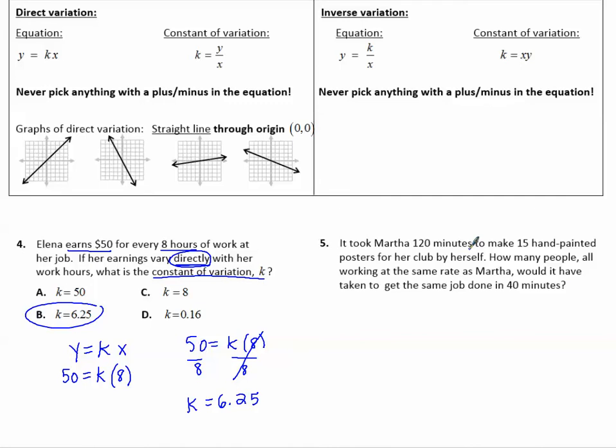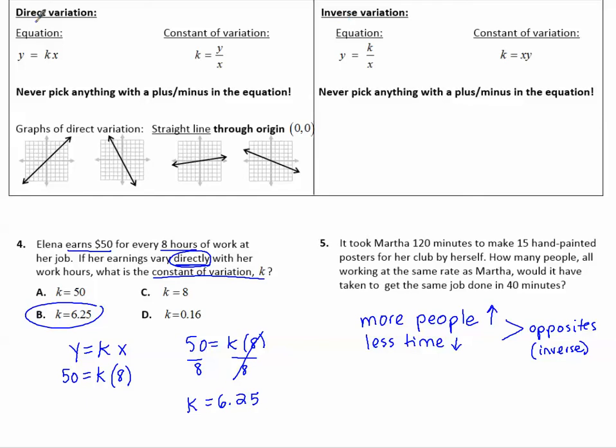So in this situation, we're thinking that if there's going to be more people, what's going to happen to how long it's going to take? That's right, it's going to take less time. So while the amount of people goes up, the amount of time goes down. And when things work in opposite directions like that, see these are opposites. Opposites make us think of inverses. And that is inverse variation, moving in opposite directions.